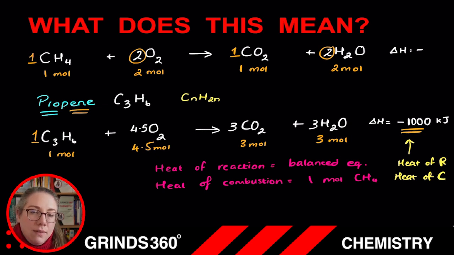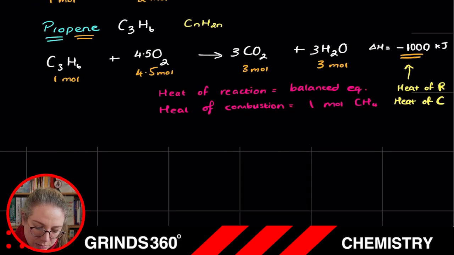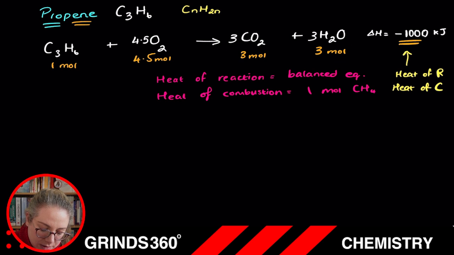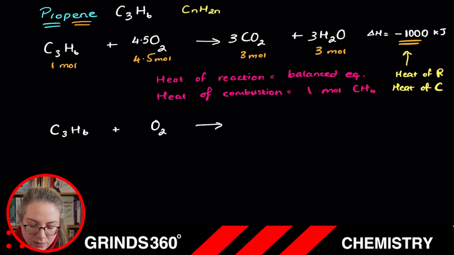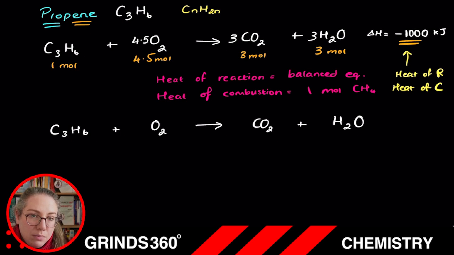Now, I know that a lot of you don't like fractions and decimals when you're balancing, so I'm going to get rid of the numbers in front. That's not going to get rid of it for me, so let's move this up. So I have C3H6 plus O2 to give me CO2 plus H2O. If I was to multiply across by 2, that gets rid of the fraction.